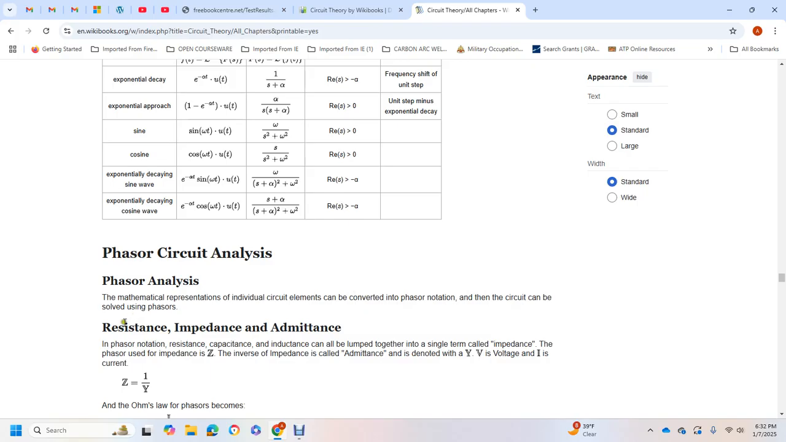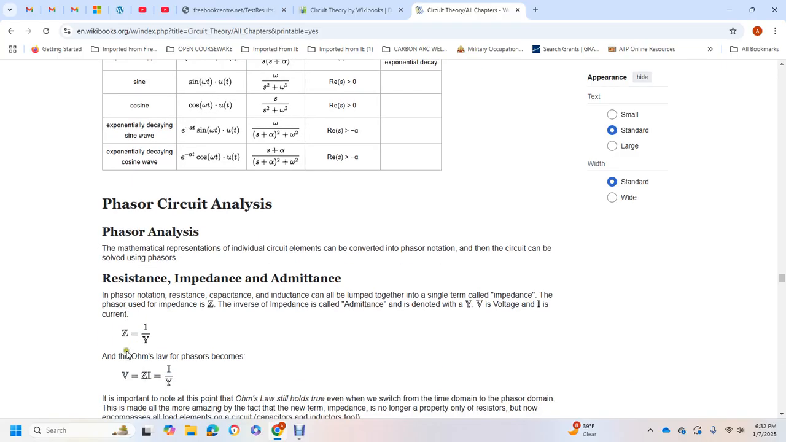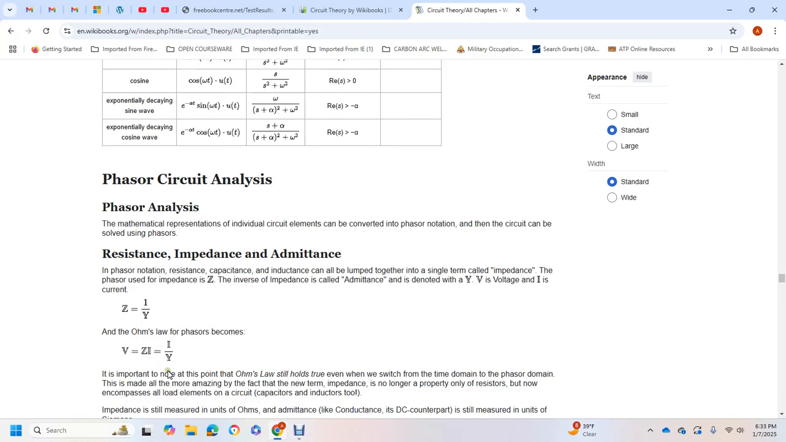The circuit can be solved with phasors. Resistance and reactance from inductance and capacitance are lumped together in a single term called impedance, with the phasor denoted Z, and the inverse of impedance is admittance. V is the voltage, I is the current, so the impedance is equal to the voltage over the current, and voltage is equal to the impedance times the current, or the current is equal to the voltage over the impedance.